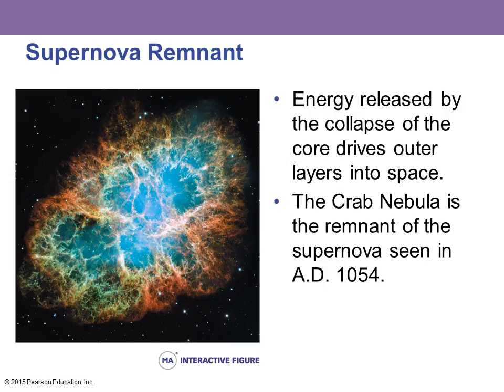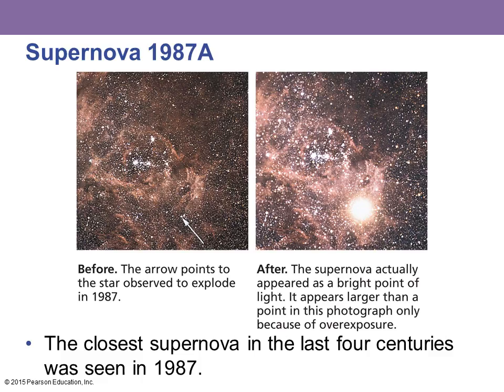So the supernova remnant is what you see here, this colorful cloud. Energy released by the collapse of the core drives outer layers into space. Here's an example of what's called the Crab Nebula, which is a supernova remnant. It was first observed in the year 1054. Here's another example of a supernova called supernova 1987A, where we see the star before it blew up and then after as a supernova on the right side.